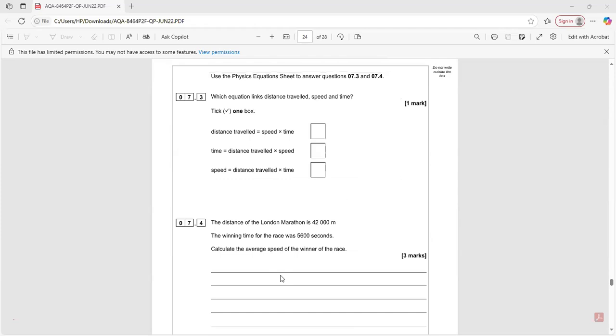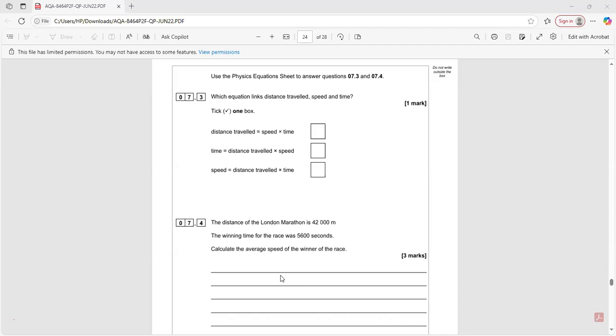This one says, which equation links distance traveled, speed, and time? We know it. Speed equals distance divided by time. But they don't want to give us that one. What's the alternative formula? Distance will be equal to what? Speed times time. So yes, that's the first one. And of course, there's a question that will help us to apply that.